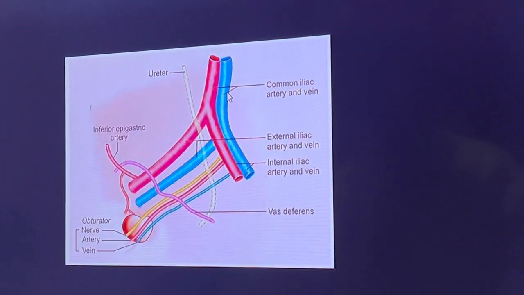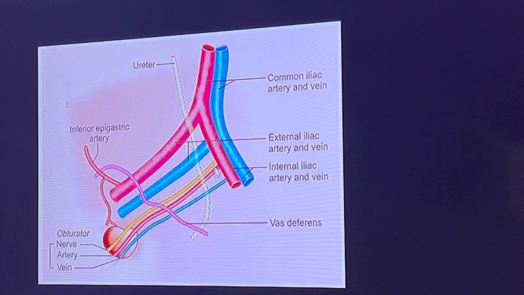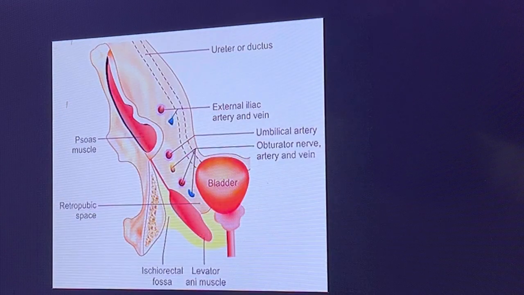Here we see the common iliac arteries and veins, which are dividing into the external iliac artery and vein, and the internal iliac artery and vein. From the internal iliacs you have the obturator artery, nerve and vein, and from the external iliac you have the inferior epigastric artery. Here is the ureter which crosses here. Here is the vas deferens. In the next slide, we know that the external iliac artery originates medial to the psoas muscle and goes up to the mid-inguinal point.